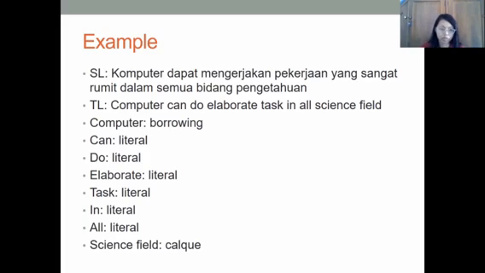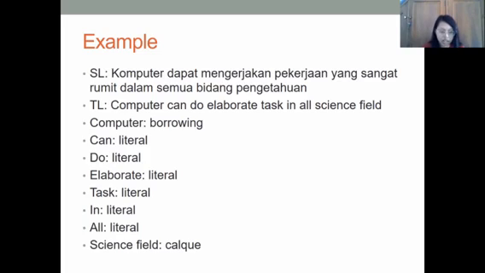For the first word, computer, I choose borrowing because it involves naturalization of the vocabulary from the source language to the target language. The process includes appropriating the pronunciation into the target language, and we can see here that computer and komputer have a few similarities in spelling.